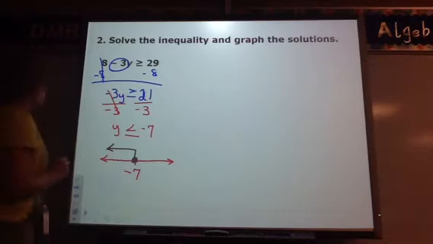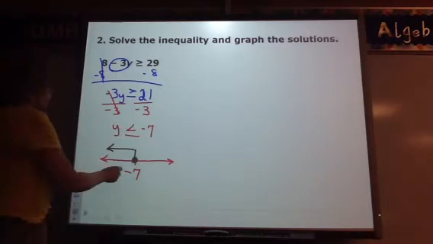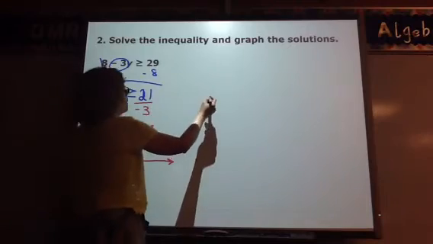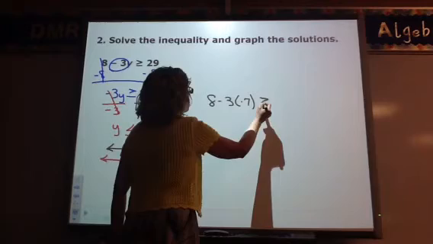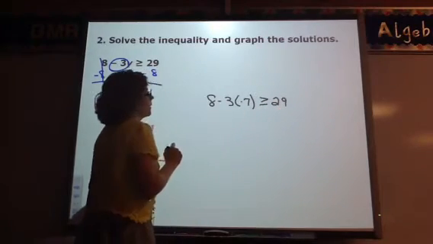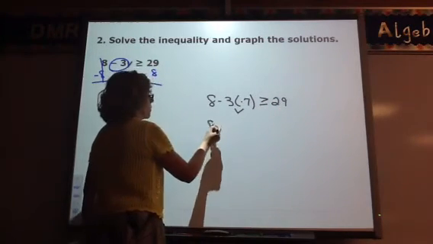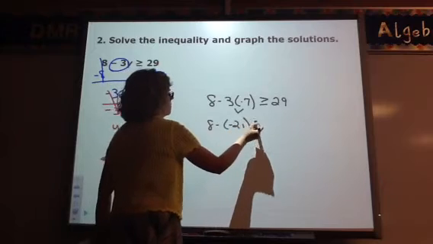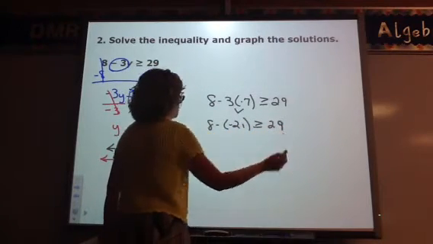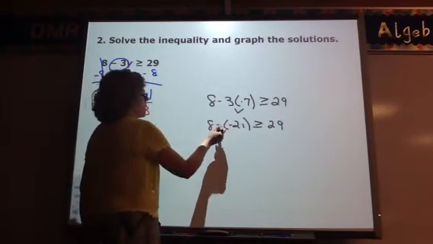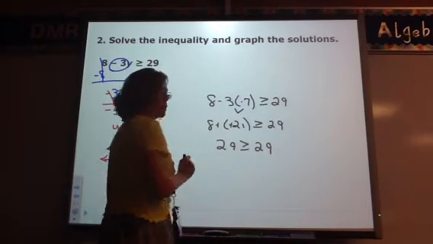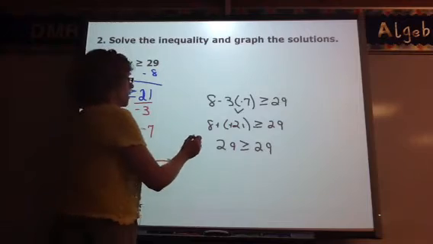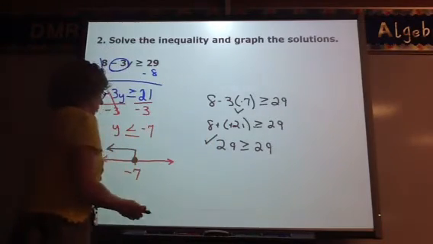Okay, so let's check one. Let's just go ahead and substitute negative 7 in. So we have 8 minus 3 times negative 7 greater than or equal to 29. Order of operations, you multiply first. Integers, same change, opposite. Is 29 greater than or equal to 29? Yes, so I know my solution set is correct.